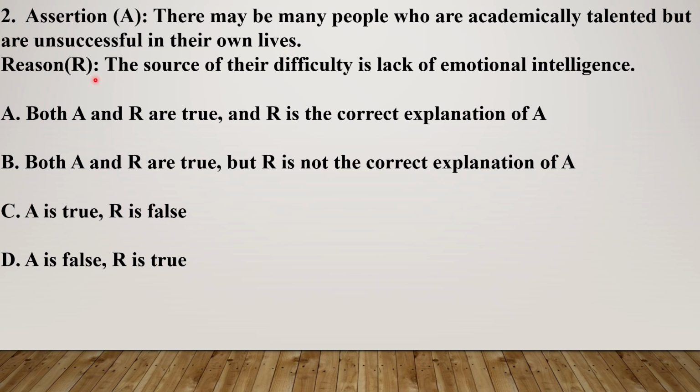The reason is the source of their difficulty is lack of emotional intelligence. Now in chapter number 1, we have read that both the intelligences, that is intelligence as well as emotional intelligence, are important to be successful in life. So this statement is correct. Answer for this question is going to be A, that is both A and R are true and R is the correct explanation of A.